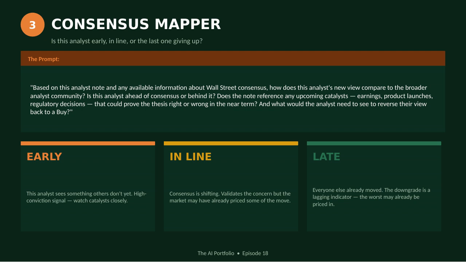Use this prompt. Based on this analyst note, what changes did the analyst make to their financial estimates? Specifically, did they cut revenue estimates, earnings estimates, or both? What is their new price target and how does it compare to the current stock price? What assumptions are driving the lower estimate? Is it a volume problem, a pricing problem, a margin problem, or a multiple compression argument? And how do these new estimates compare to the company's own guidance?